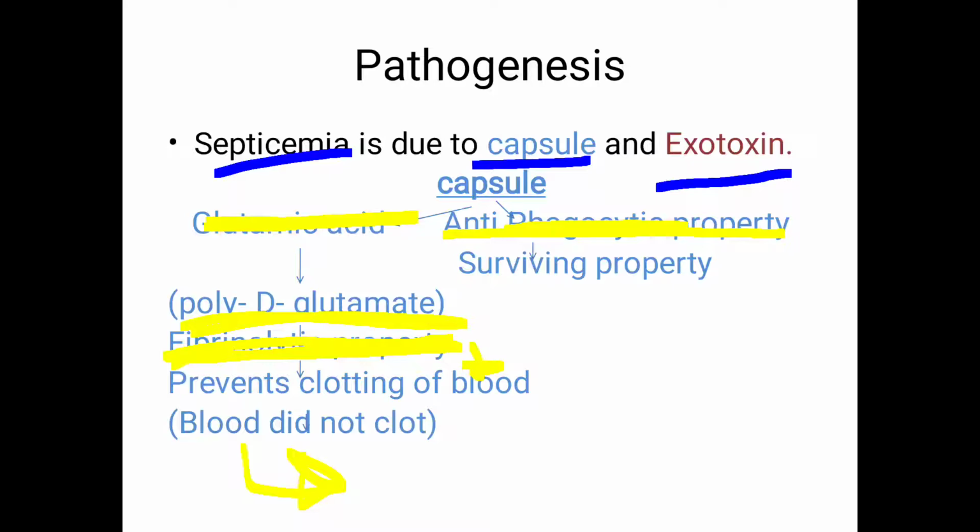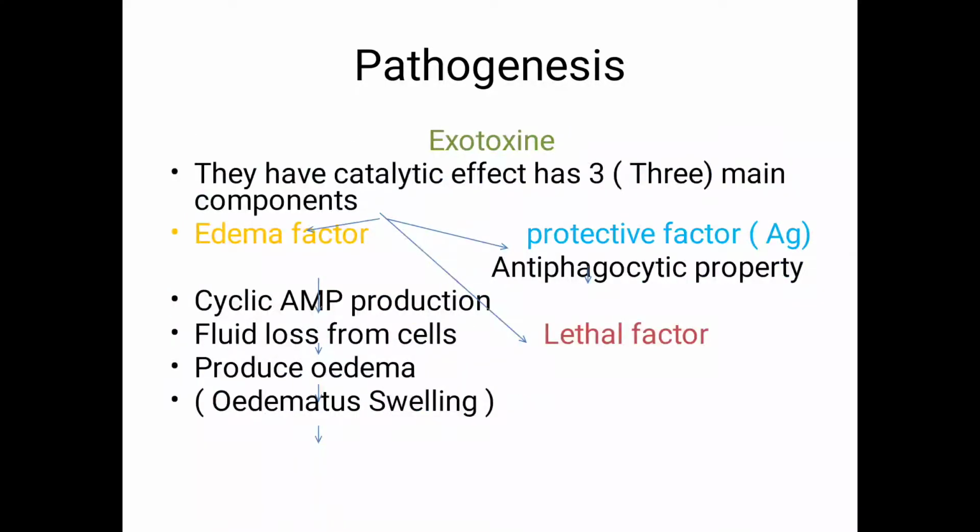not able to clot, which will lead to the flow of the blood via natural orifice. Then, in its antiphagocytic property, it protects the bacteria by the phagocytic organisms. Now the exotoxins, mainly there are three types of exotoxins.